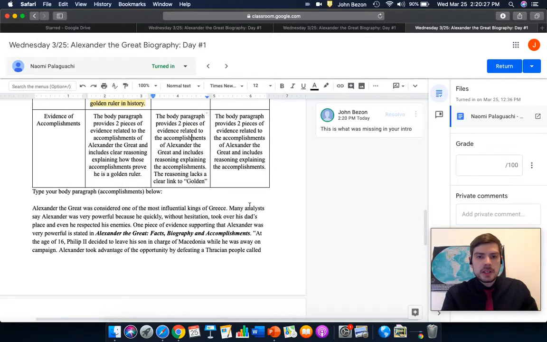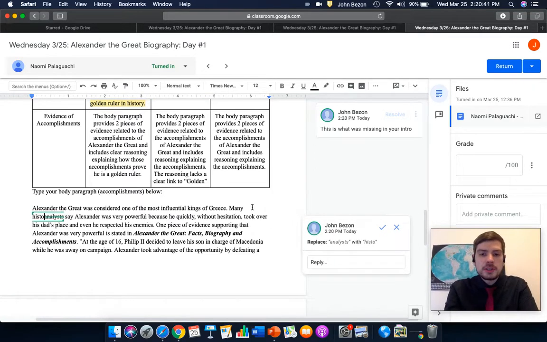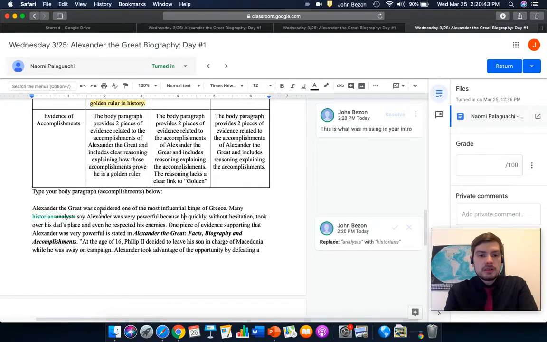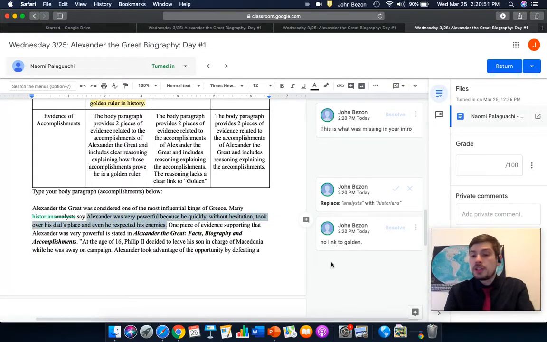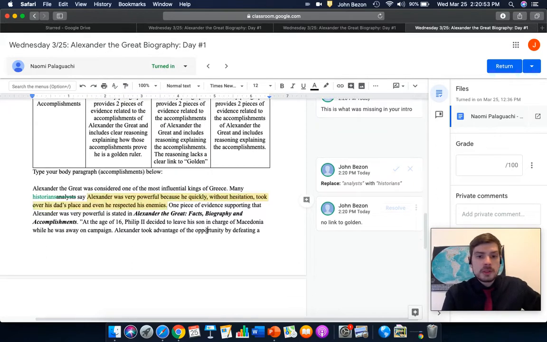It says Alexander the Great was considered one of the most influential kings of Greece. Background info, that's very good. Many analysts say that Alexander was very powerful because he quickly, without hesitation, took over his dad's place and even respected his enemies. Again, she doesn't make that link to golden, and she shouldn't be saying analysts, she should be saying historians here. No link to golden. That's what she's missing here. Again, she's going to hopefully make those edits when she does her feedback.